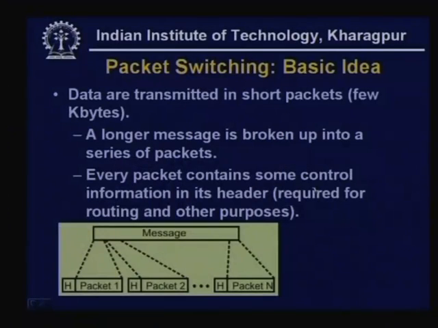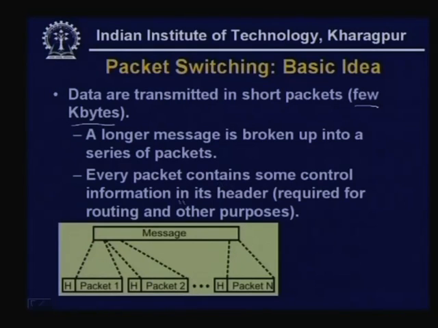Let us see how it is being done. First of all, data is transmitted in short packets, a few kilobytes, not very big, so that it can overcome the limitation of message switching. So a longer message is broken up into a series of packets. If you have a long message, as shown here, it is broken down into several packets, packet 1 to packet n.